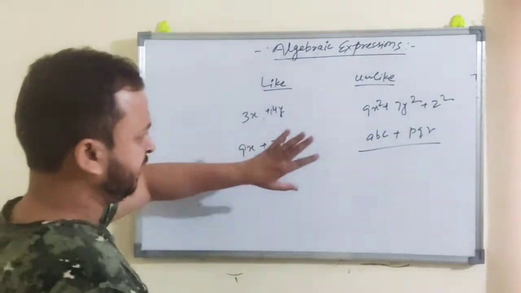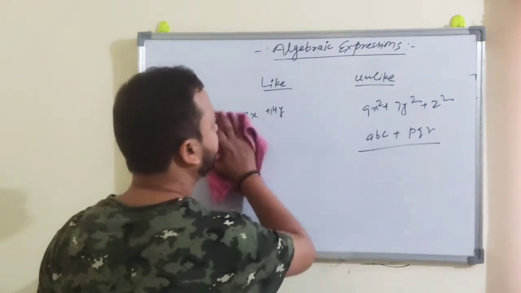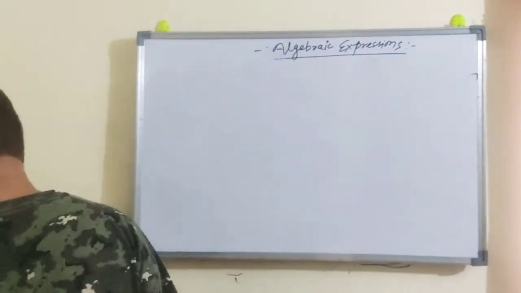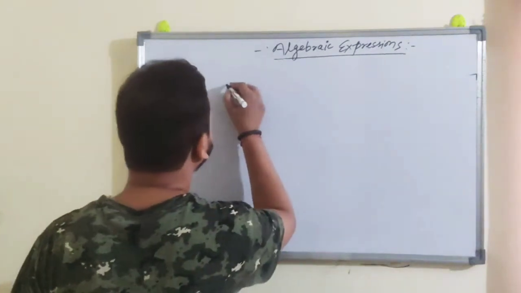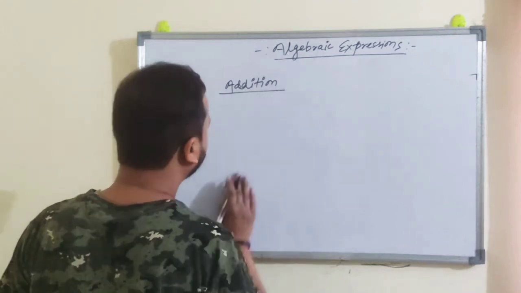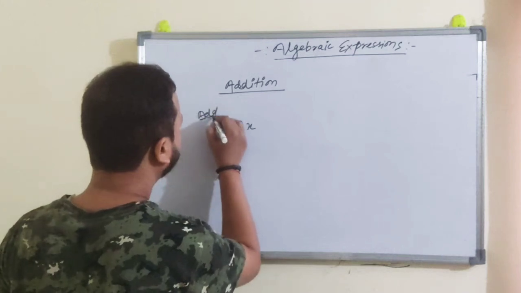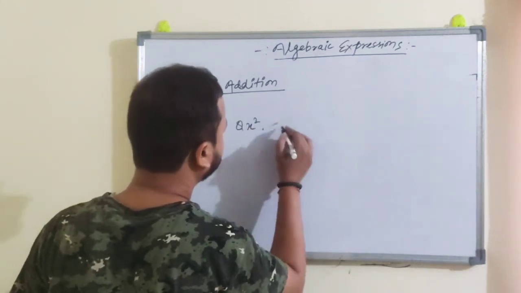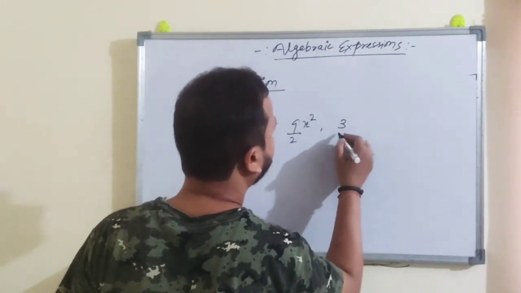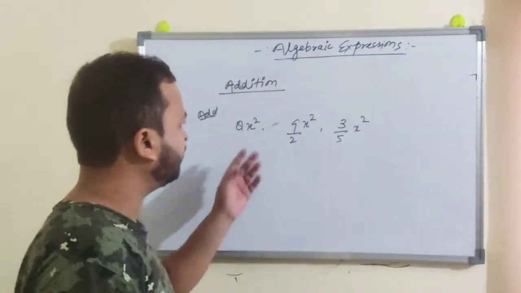So the terms must be the same. When we are going to do the addition or the subtraction, we have to follow this like and unlike term part. Now come to addition. Suppose a question is given: add 8x square, 9 by 2x square, and 3 by 5x square. This is very simple, you have to add them.